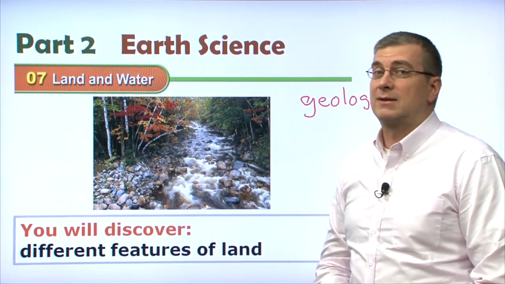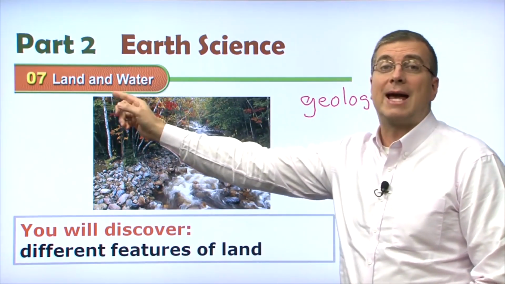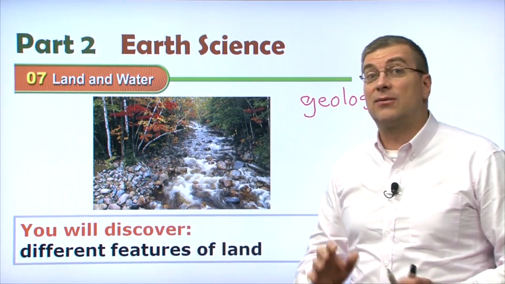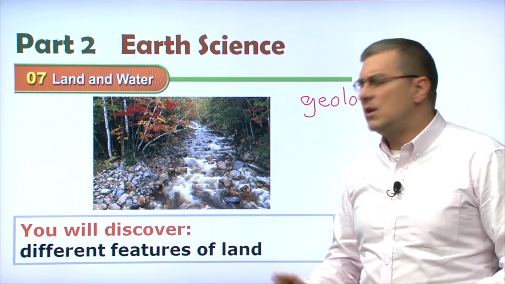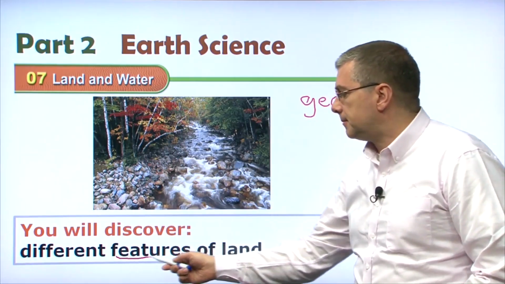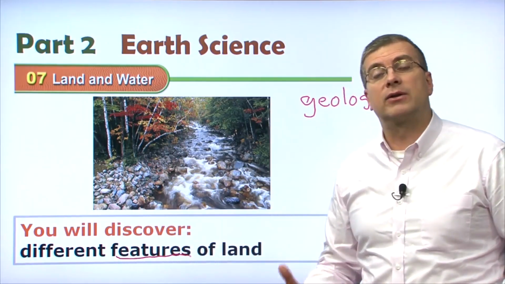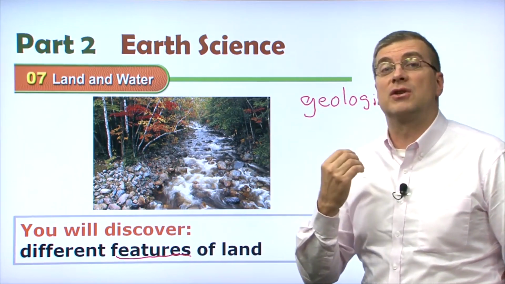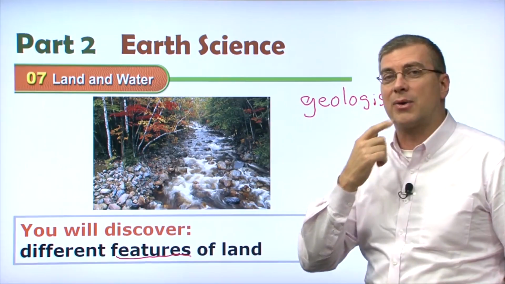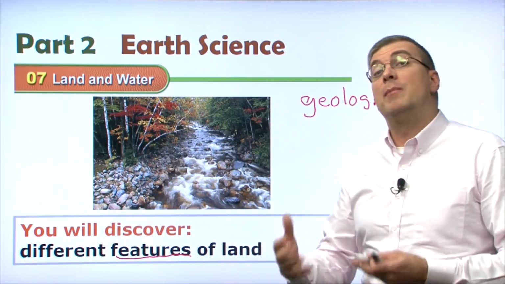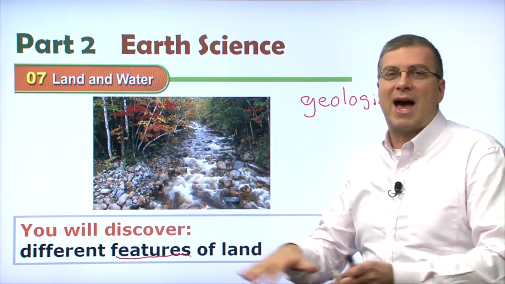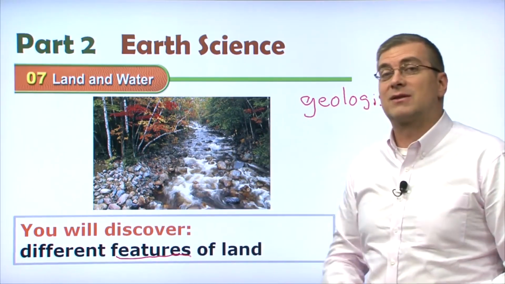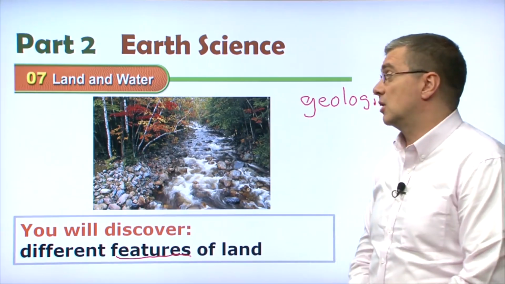In this lesson, lesson 7, we'll be talking about land and water. So in this lesson, you will discover different features of land. Features, that's an interesting word. Features are like characteristics. If I talk about my face, I could say I have different features on my face. Nose, eyes, mouth. If we look at land, there are many different features. Mountains, valleys, plains. These are different features of the land. Well, let's take a look at some of these different features.